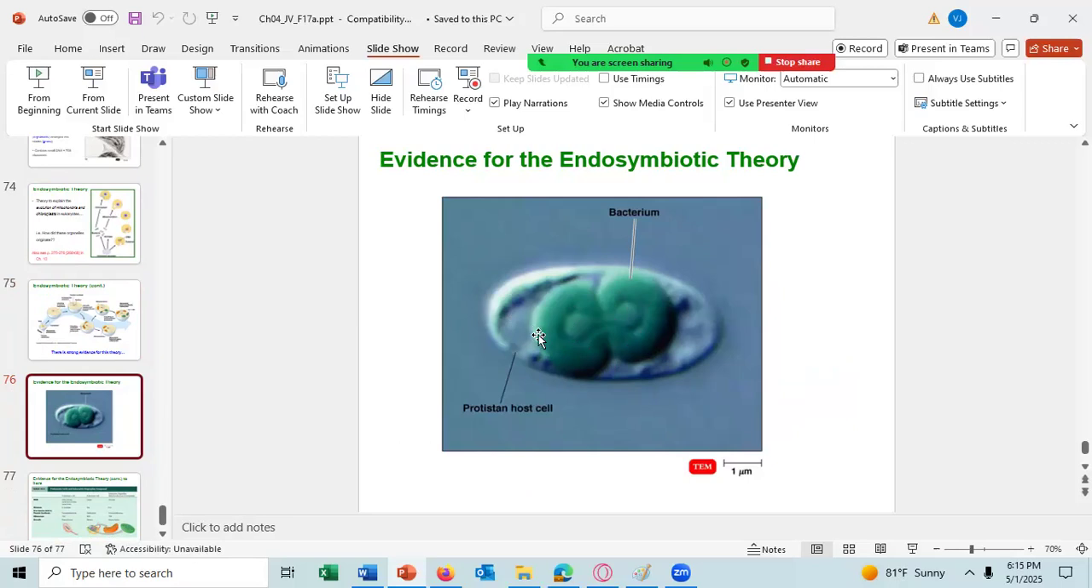We also have some amoeba which engulf bacteria. The amoeba lack mitochondria, but the amoeba will engulf bacteria, and then the amoeba will feed the bacteria glucose, and then the bacteria will make ATP for the amoeba. So we actually find some protists which are literally doing this today.